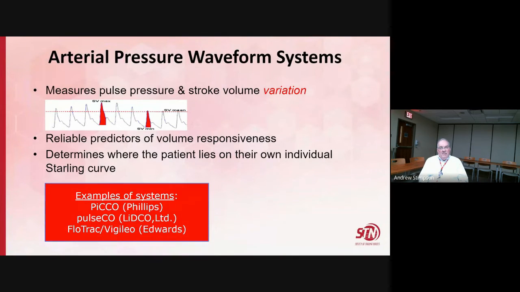There's a number of ways we can measure this now. One of them is the flow tracker, the Vigileo. These are systems that link up your arterial line and actually can kind of calculate out roughly your cardiac output and whether you would benefit from more fluid or not.